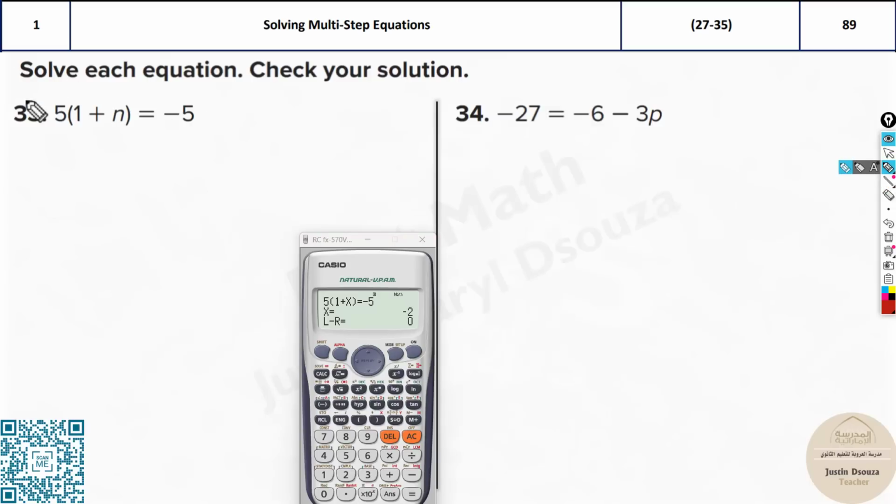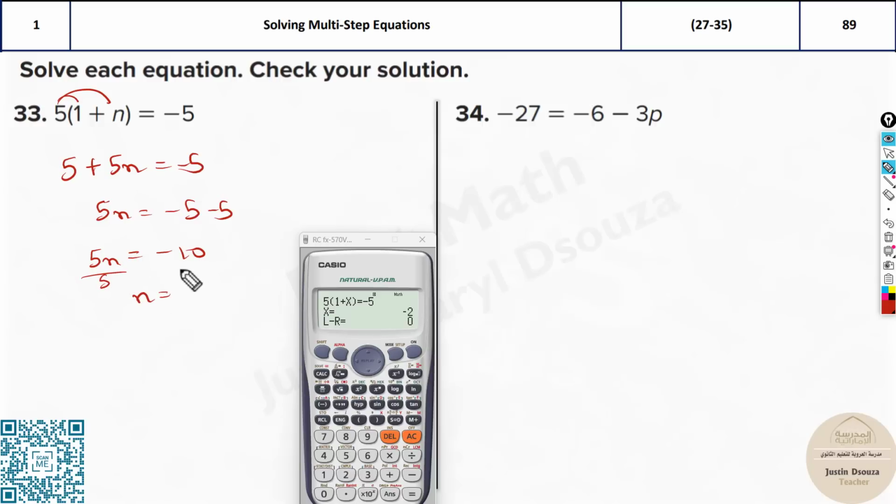Now here, if you are solving it manually, it was distributive property that was used. 5 times 1 is 5 plus 5n is equal to minus 5. And let's solve this to the other side. 5n will be equal to minus 5 minus 5, minus 10, is 5n. N will be equal to, divide both the sides by 5, minus 2. That's the correct answer. And we got directly in the calculator without any methods.